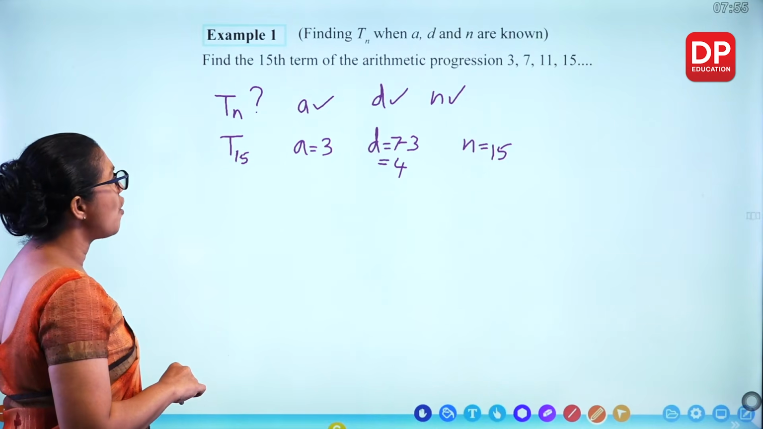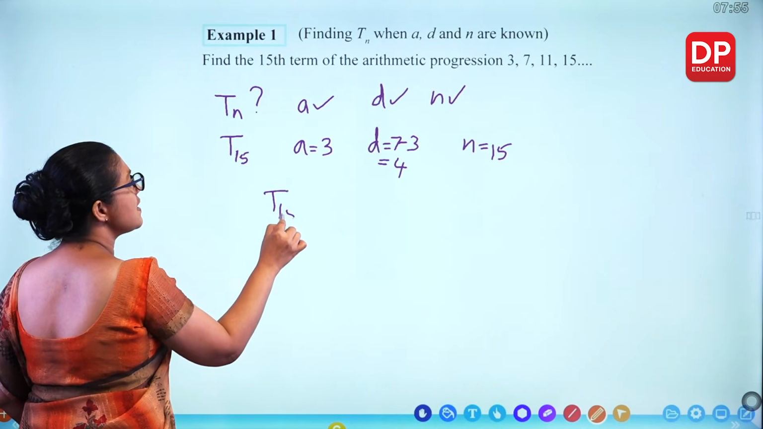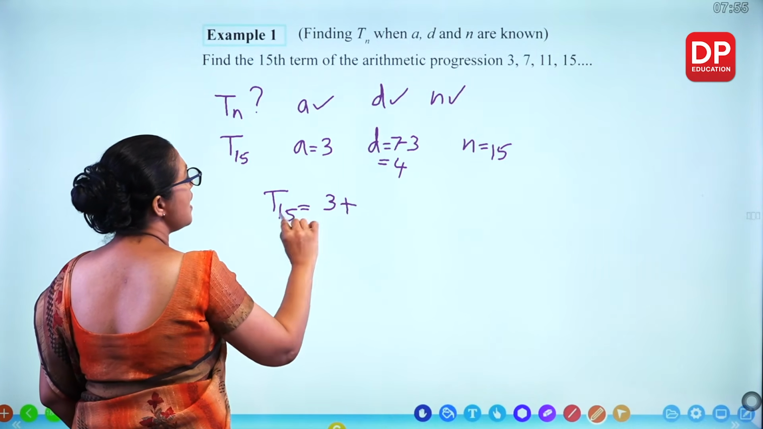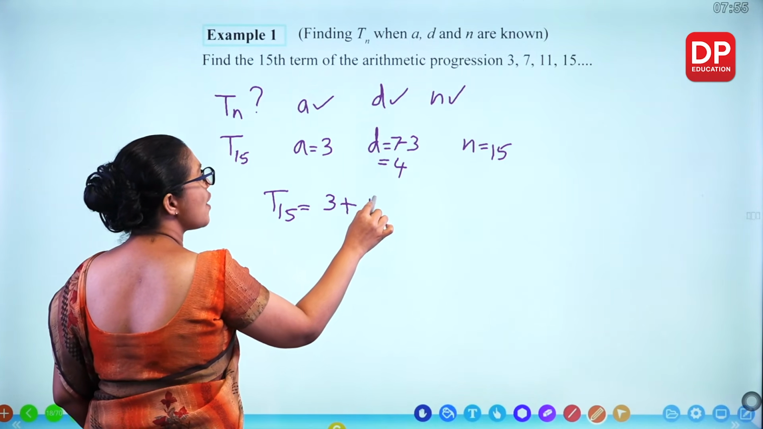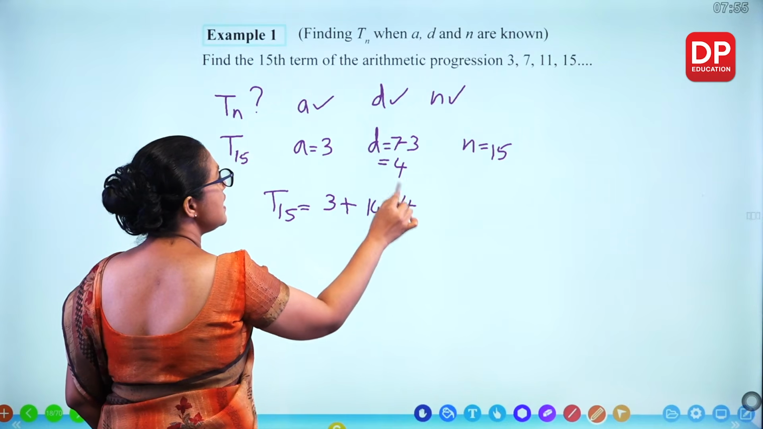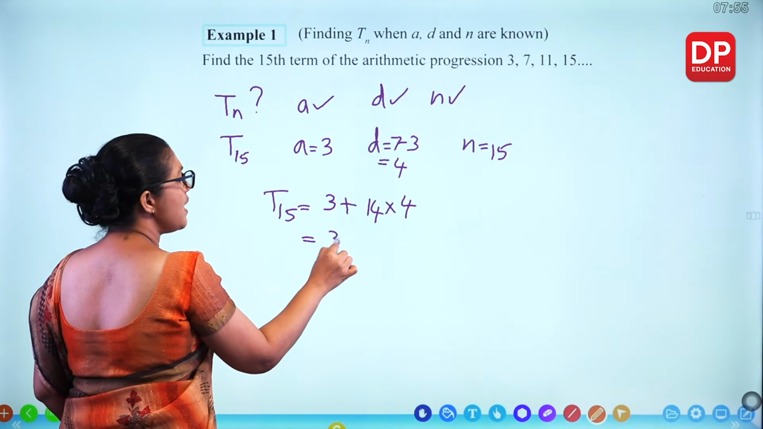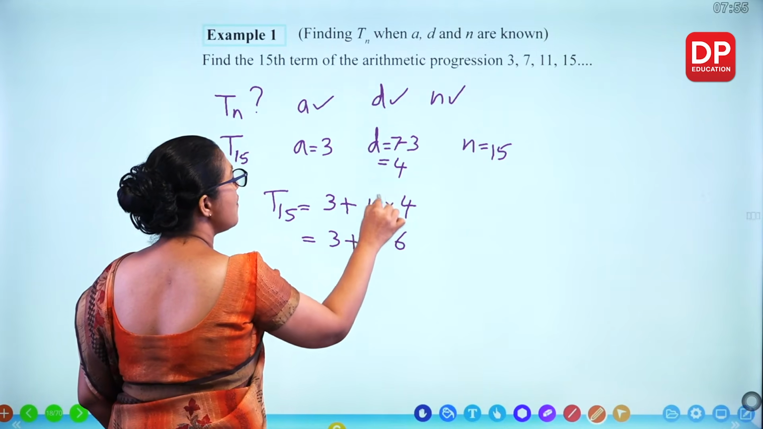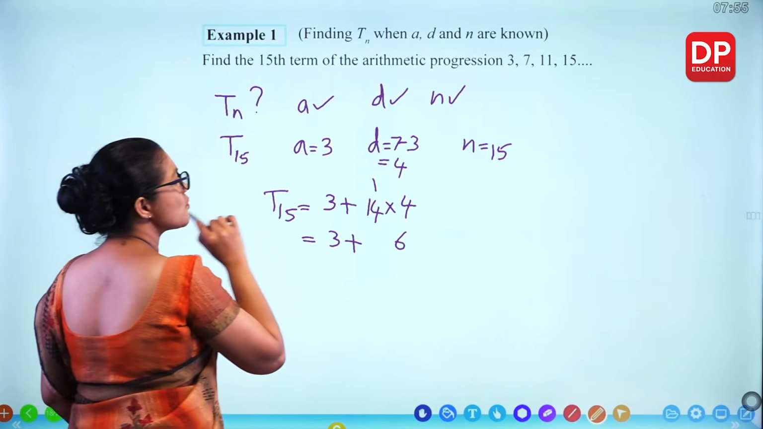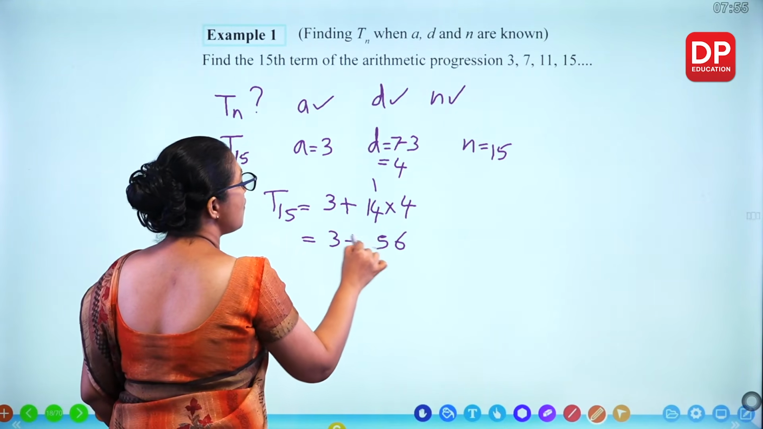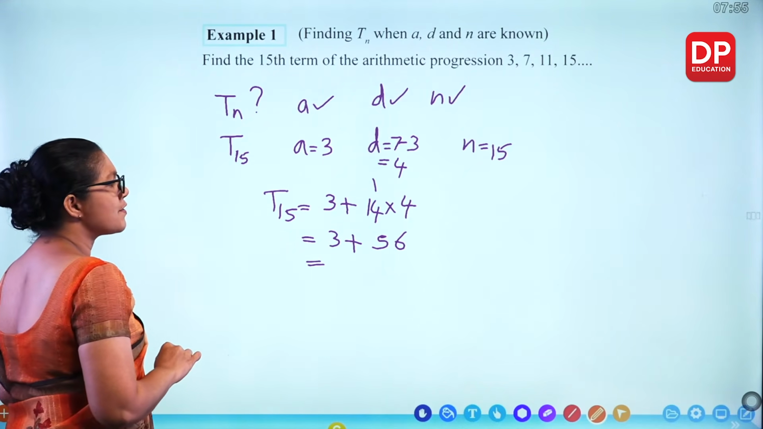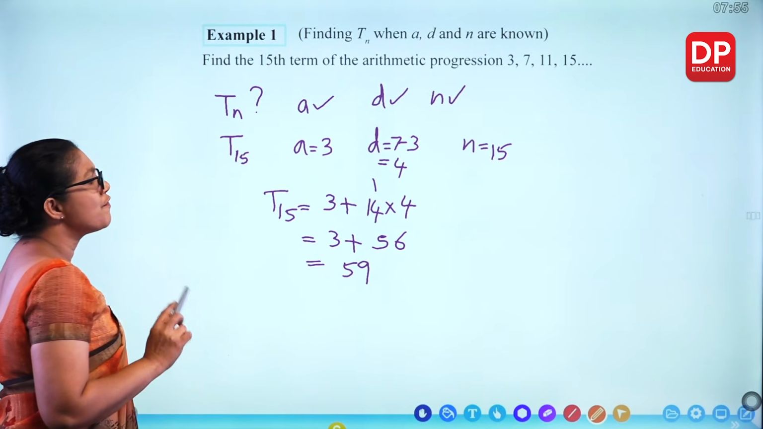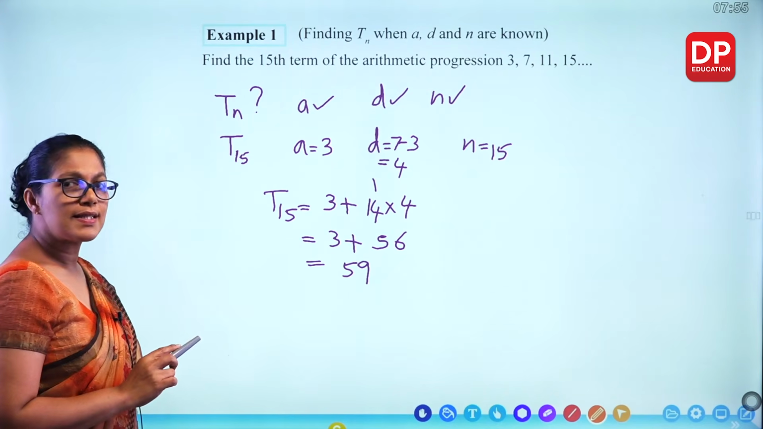Now plug it to the formula. T15 is equal to first term plus n minus 1, means 15 minus 1, 14, times D. D is 4. 3 plus 14 times 4. 4 times 4, 16, 1 remaining, 4 times 1, 4, plus 1, 5. 56 plus 3, 59. So 15th term is 59.